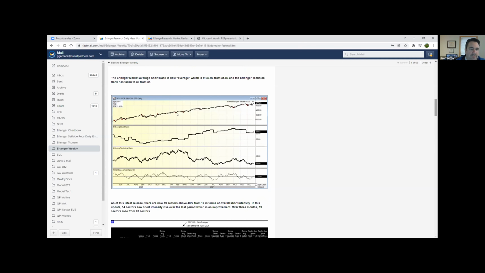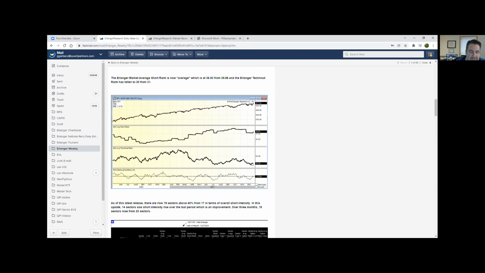Another chart, which is a fun chart, is average short rank. So you can see since the beginning of this year, short selling has gone up. We're still not at a crazy level. We're at like roughly 37% now. What's really interesting is the tech rank is just absolutely horrible. Since February, it's just gotten lower and lower and lower.